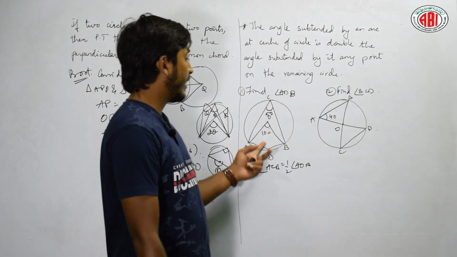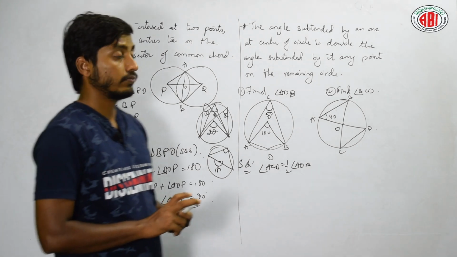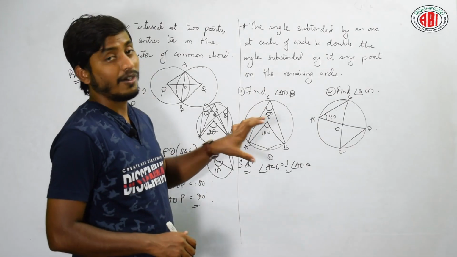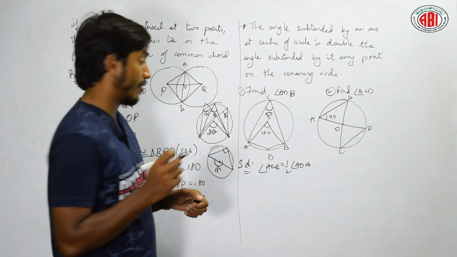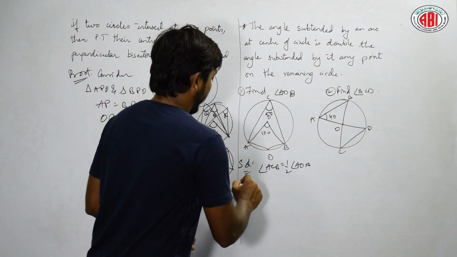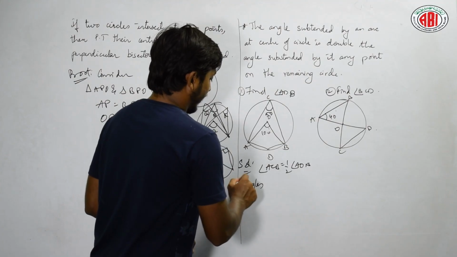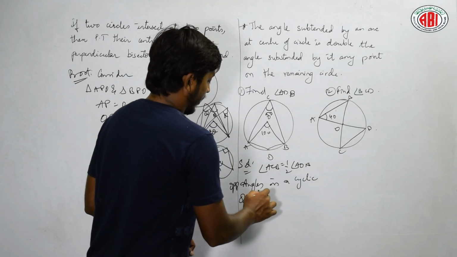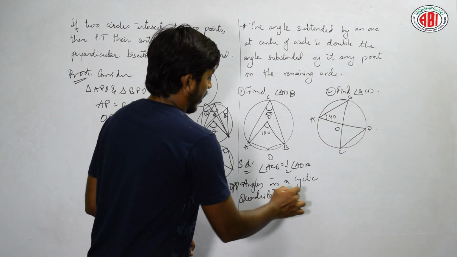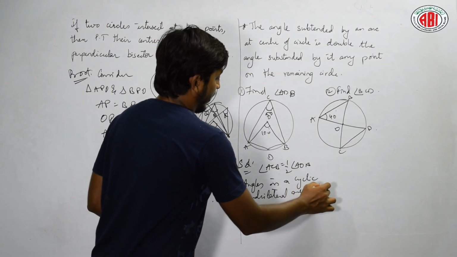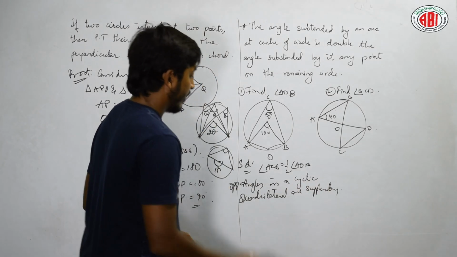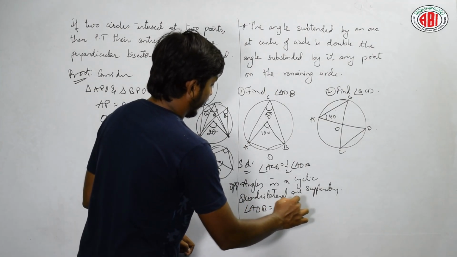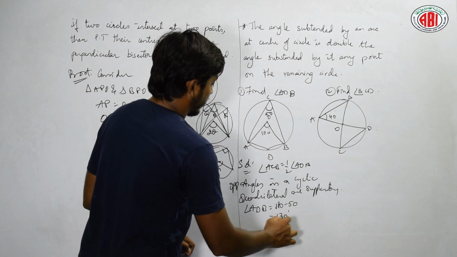Then what about this angle ADB? Just tell me. This is a cyclic quadrilateral. Then the sum of opposite angles in a cyclic quadrilateral is always supplementary. Remember, opposite angles in a cyclic quadrilateral are supplementary. That is, angle ADB is equal to 180 minus 50, that is 130 degrees.